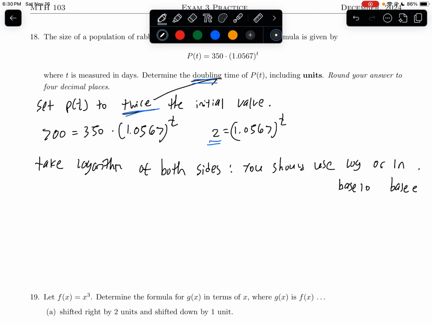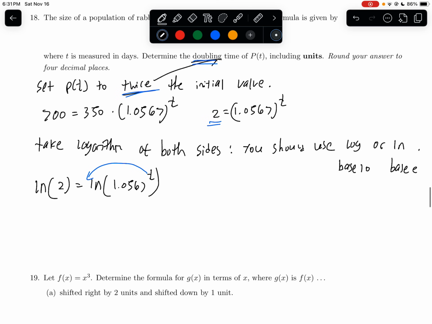Okay, so then what do we get? So let's say we do ln. That's what the solutions have. So ln of 2 equals ln of 1.0567 all to the power of t. We can apply the exponent rule we had before in the previous problem. If we have a power inside of a logarithm, it comes out in front. And so we have ln of 2 equals t ln 1.0567.